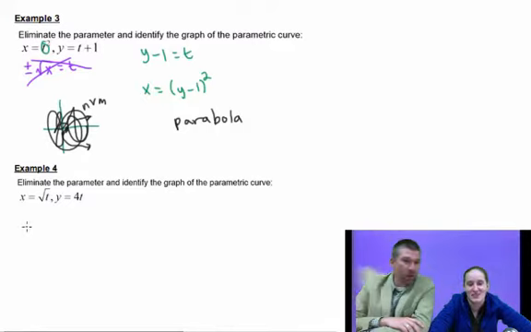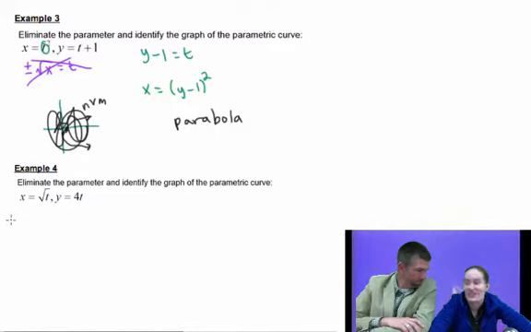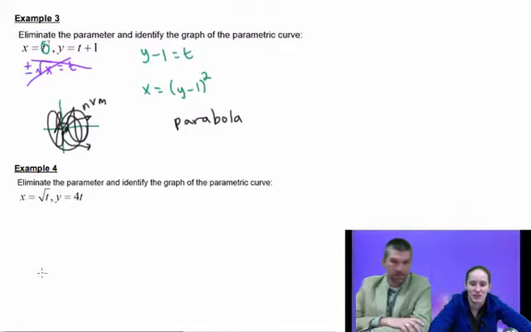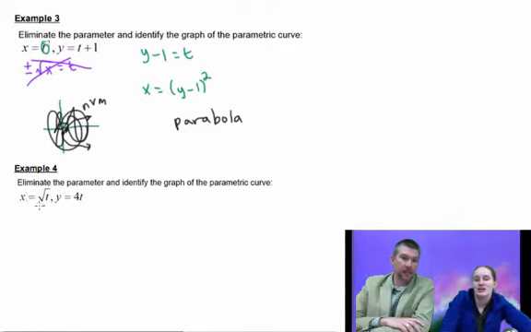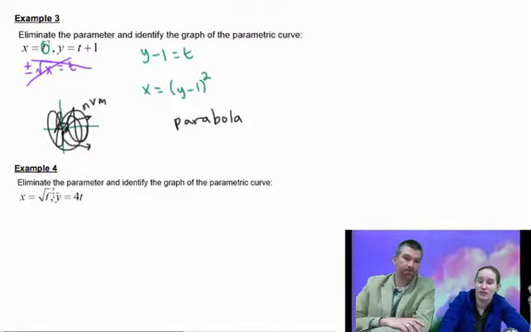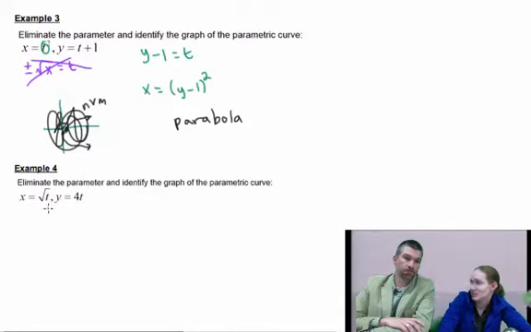All right, eliminating the parameter again. Example 4. Eliminate the parameter and identify the graph of the parametric curve. So let's look at this. Solve the x equation for t. So square both sides. Yeah. I'm cool with that. Okay. So x squared equals t.